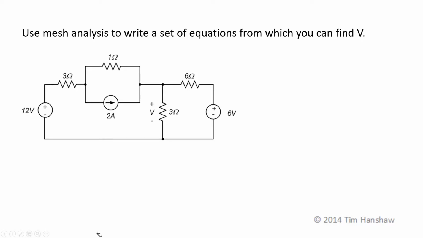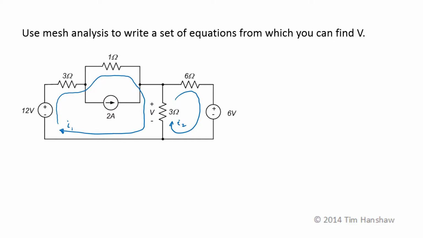Now the choice of the constrained loop isn't unique. Let me put my constrained loop for this example in a different spot and see what happens. I'll still choose the same mesh currents, so I'll have I1 going around here and I2 going around here. And the way I chose those is the same way I did before.